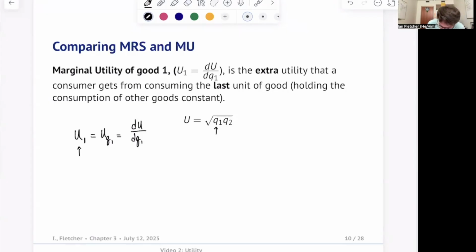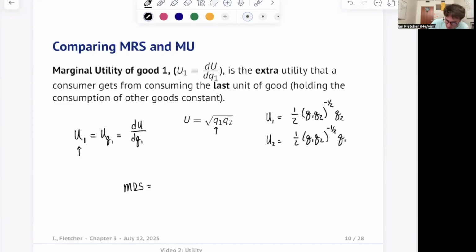And so we're going to say the derivative of this utility function with respect to this first good should be 1/2 times the inside times the derivative of the inside. And it's going to be symmetrical for good two out here, right?